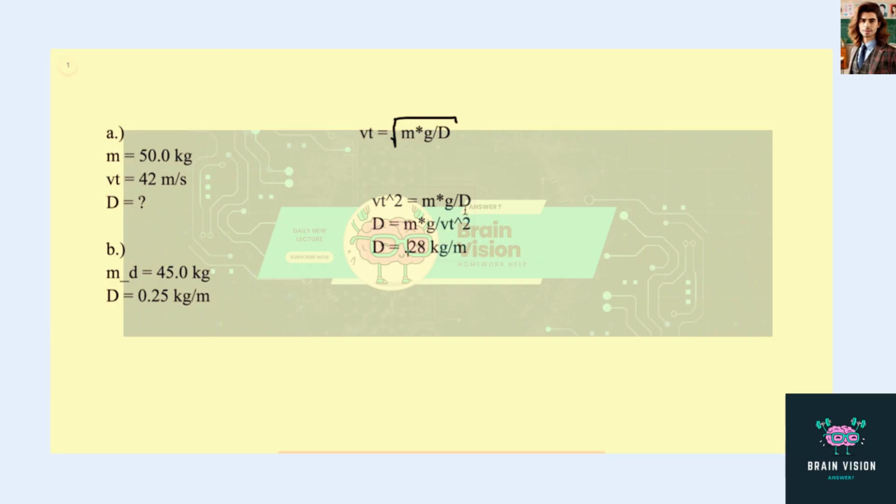So now we are going to go back to our original equation. So I'm just going to rewrite it as this one here. So our vt squared equals m times g over d, except now our m is 45, g is 9.8, and d is 0.25. So we're just going to solve for v, we want to take the square root of both sides. And when we plug that in, we should end up with vt equals 42 meters per second.